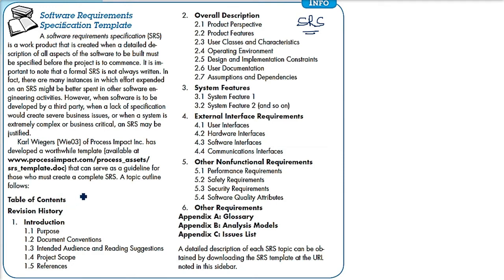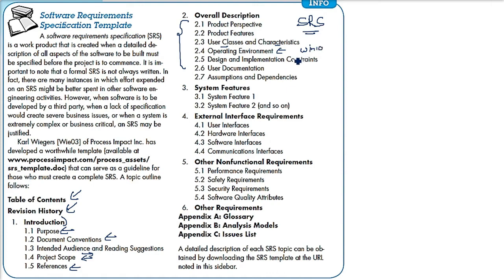Table of contents, revision history. Then the introduction. For this, you'll write the purpose of the software, the document conventions, the intended audience, and the reading suggestions, if somebody wants to read more, the project or software scope, and the references. Then you have the second section, which is called the overall description. What is the product perspective, the product features, user classes and characteristics, and the operating environment it is going to work on. For example, it is going to work on Windows 10 or Linux.